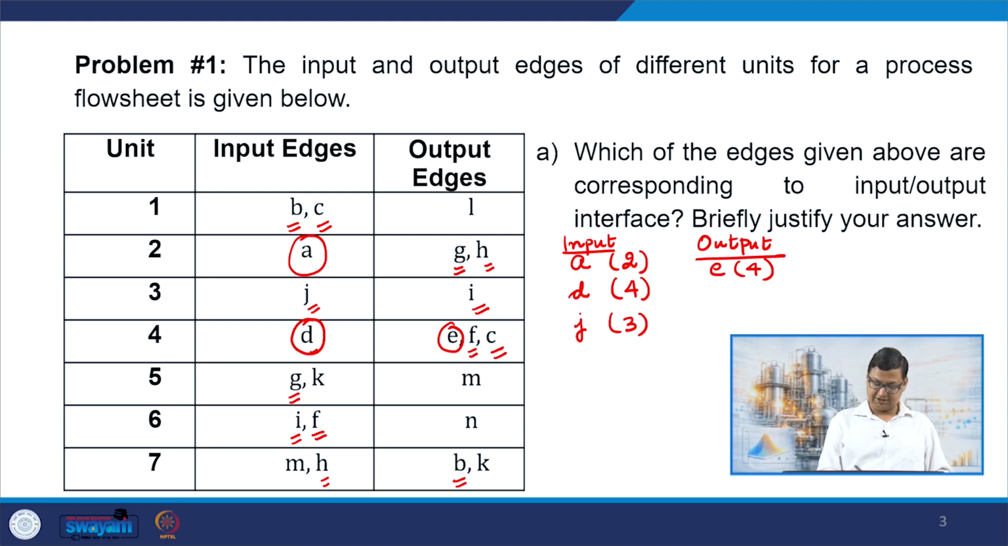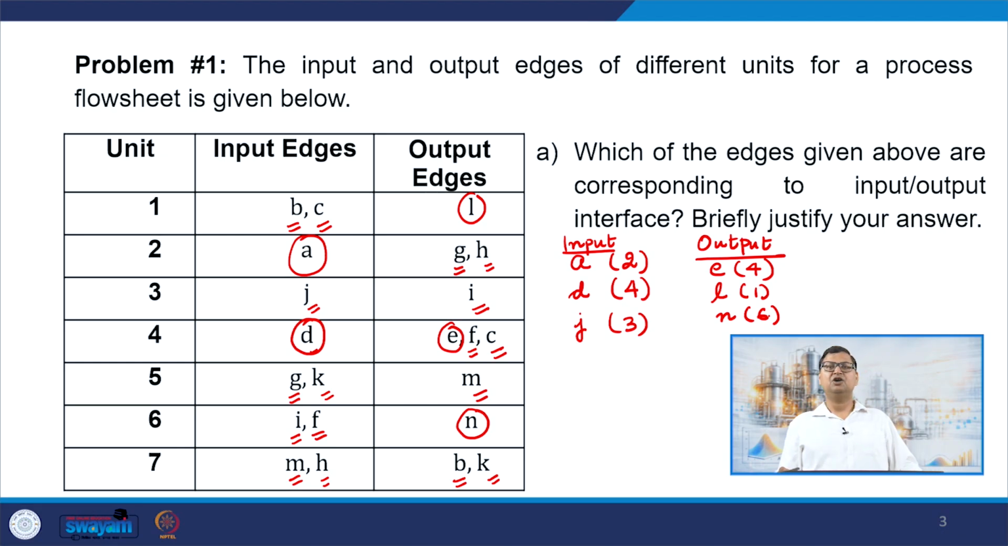Then K is present in both of them, both input and output. L is not present in the input, but L is present only in the output here. So L therefore becomes the output interface for unit 1. M is present in both, and N is again not present in the input, it is present as an output here. So N becomes the output interface. Right? So you can see how simply we can identify the input and output interfaces in the flow sheet.